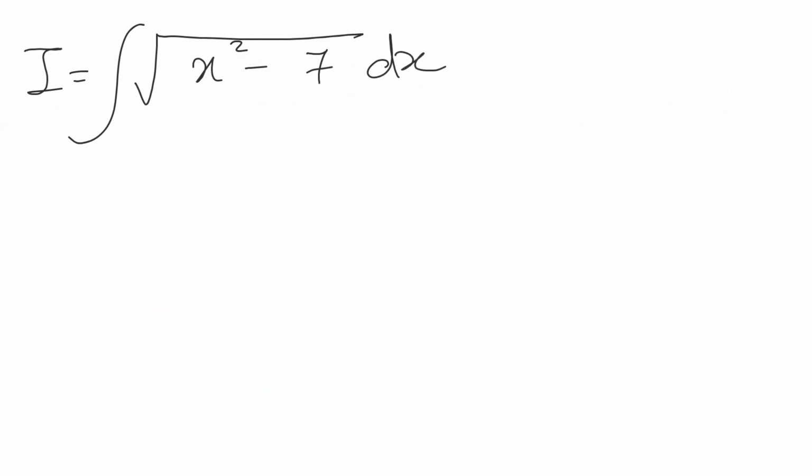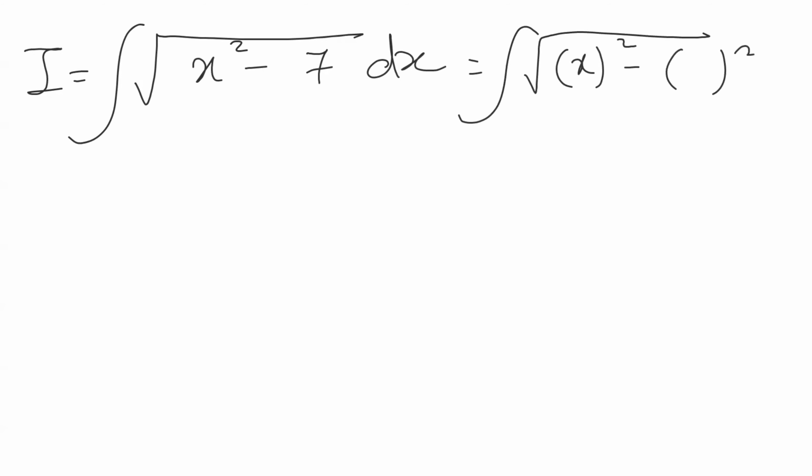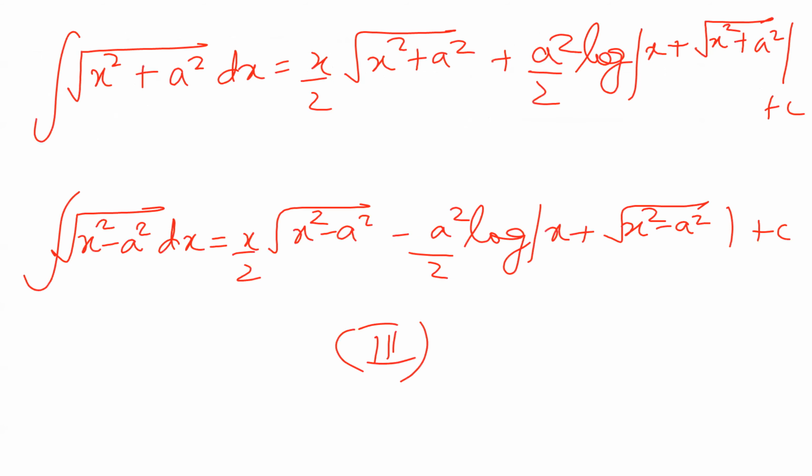Root of x square minus 7 dx. Now this time this term is there in the numerator. So this can be written as root of x square minus, fill in the blank, come on. What can we write within the bracket? Root 7. So this is x and this is a. So this is a third category formula.